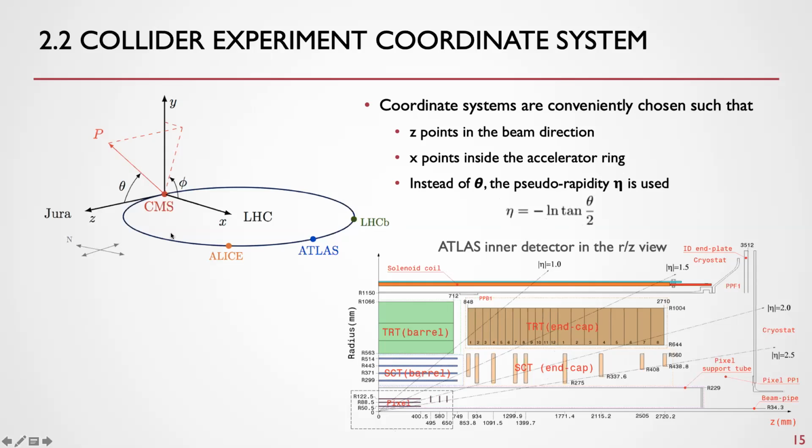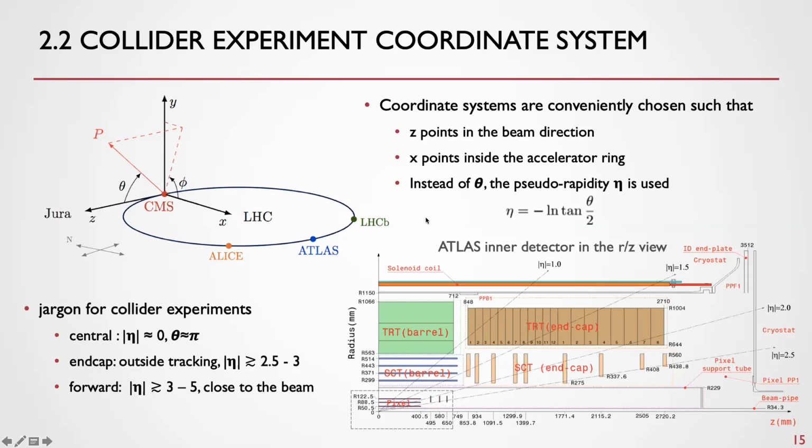divided by 2, which may sound like a crazy convention. It is indeed jargon. Eta is called the pseudo rapidity. Eta equals 0 means that theta equals pi/2. If eta is 0, then theta is pi/2. So eta equals 0, for example, is the transverse plane to the beam direction.